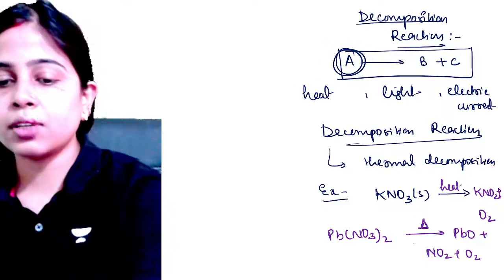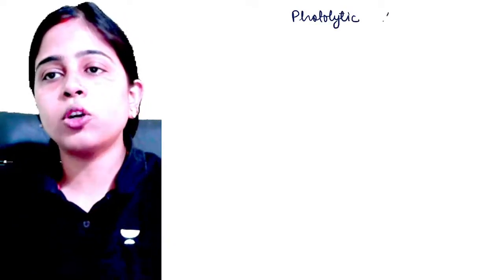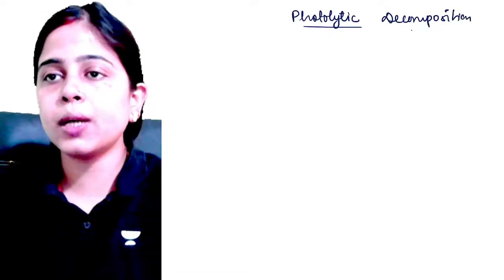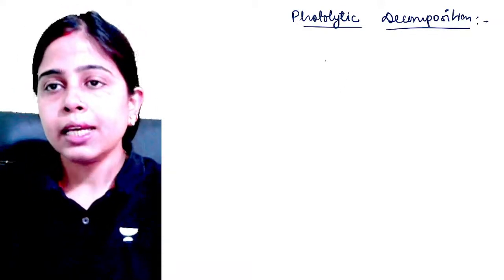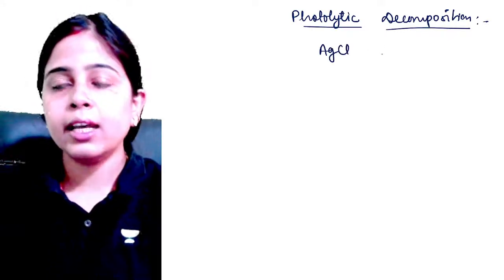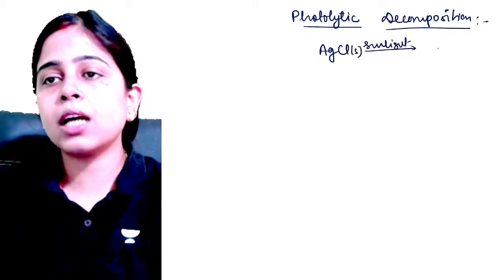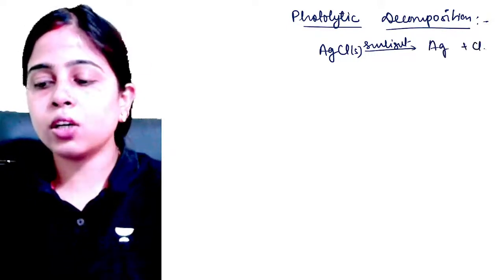Next, on the basis of light: if you provide light energy to any reactant and it breaks down to produce two or more products, that is a photolytic decomposition reaction. Photolytic means in the presence of light, you are breaking down a reactant to give two or more products. For example, if you take AgCl, that is silver chloride, and keep it in the sunlight, it will decompose and produce silver and chlorine gas.